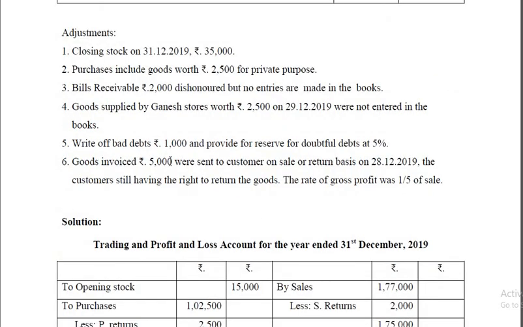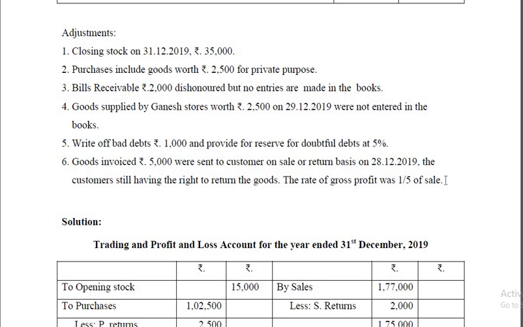Goods invoiced rupees 5,000 was sent to customer on sale or return basis on 20th December 2019. The customer still has the right to return the goods. The rate of gross profit was 1/5 of sale. So goods were sent. In that case, you are recording the entry debtors account debit to sales with 5,000.